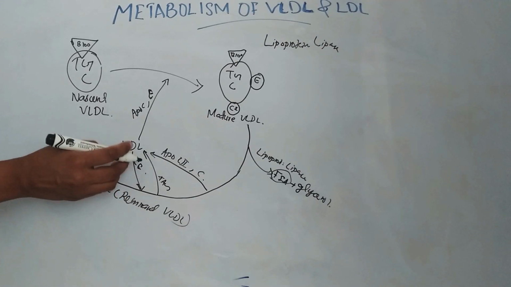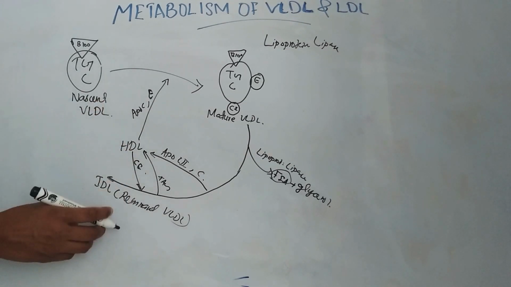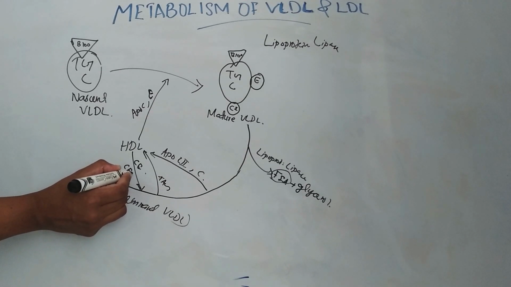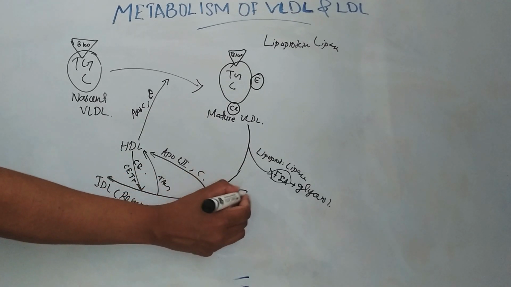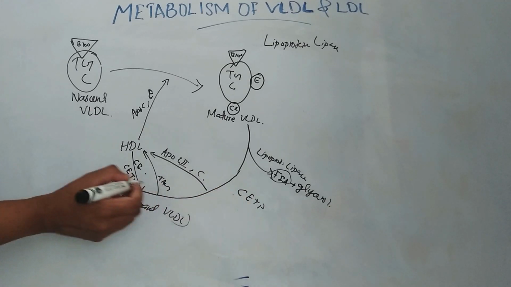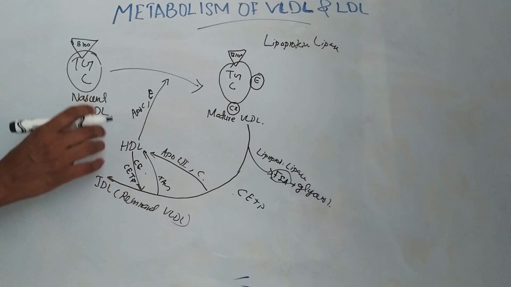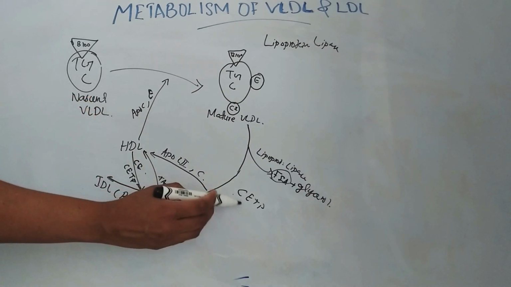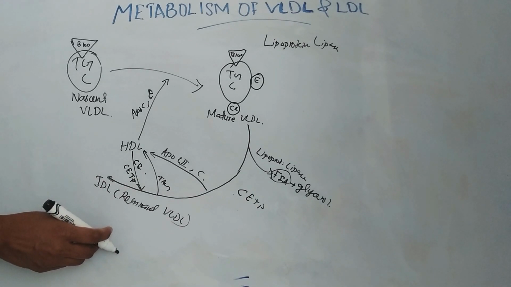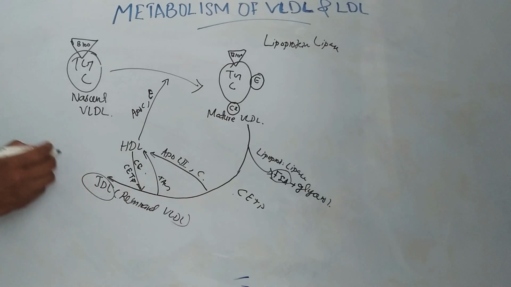This transfer of cholesterol ester from HDL to IDL is by an enzyme protein known as CETP, Cholesteryl Ester Transfer Protein. Then this is IDL, that is remnant VLDL.